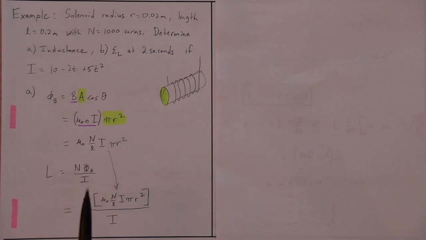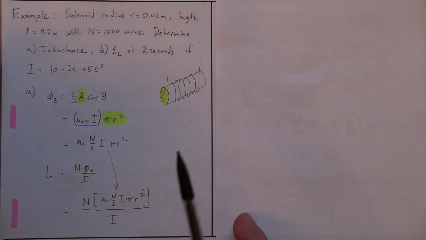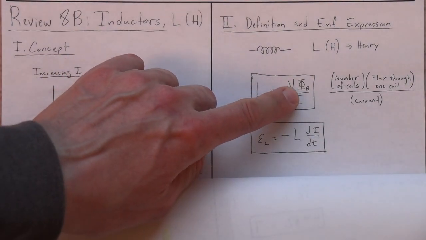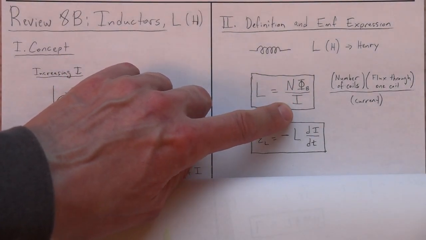All right, so first thing, to find the inductance, remember that I've got to find the flux in one coil, multiply by N and divide by the current.